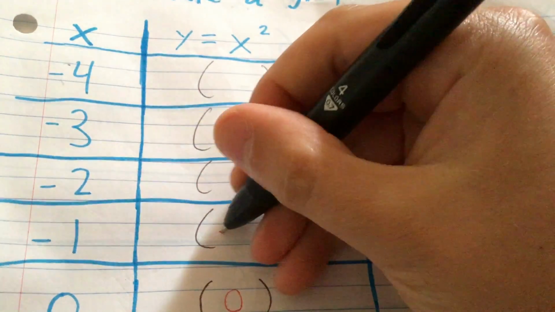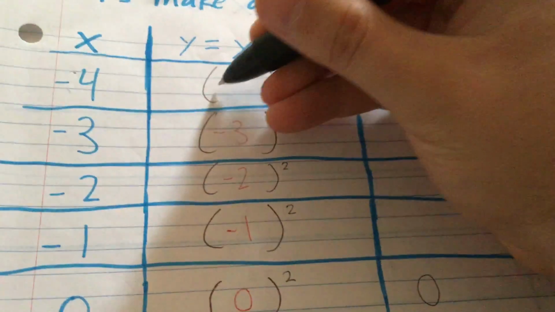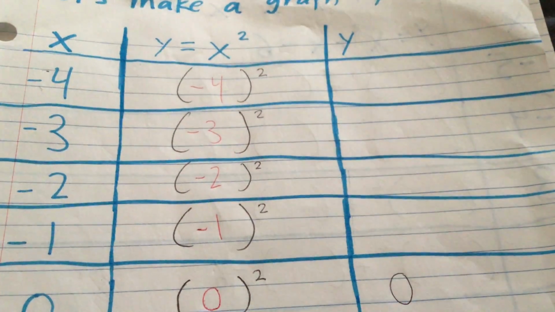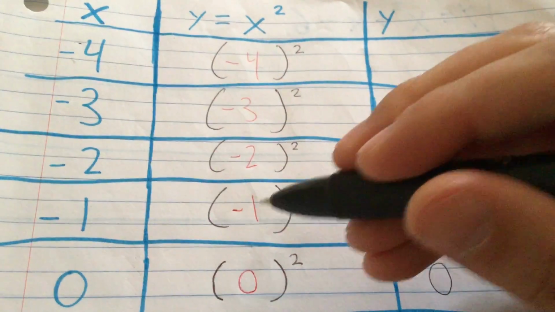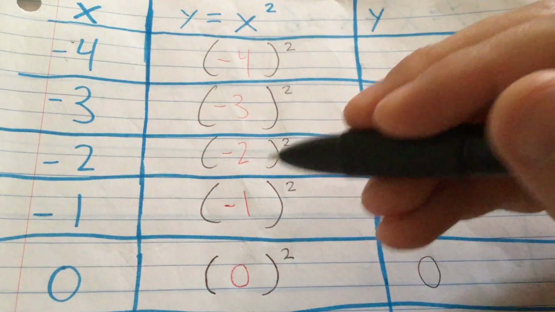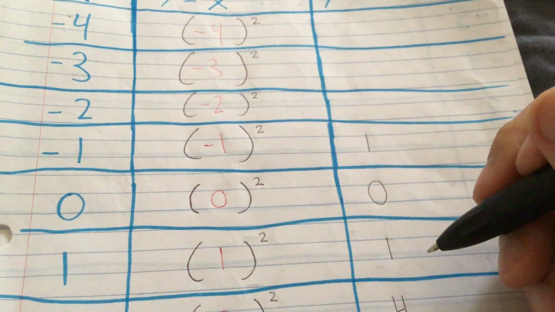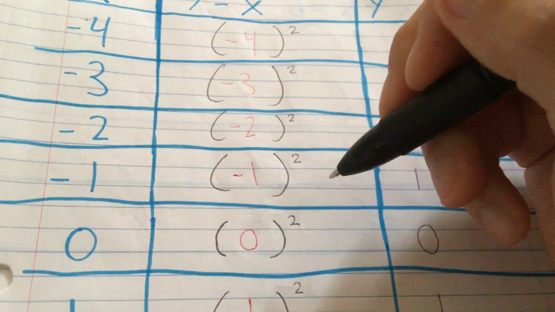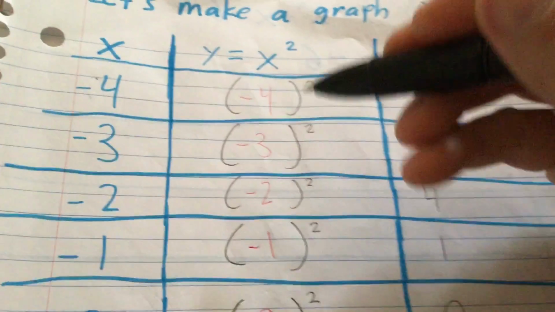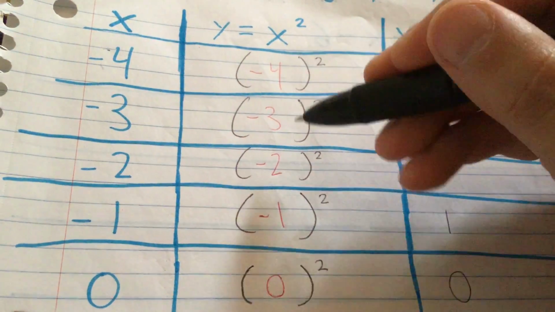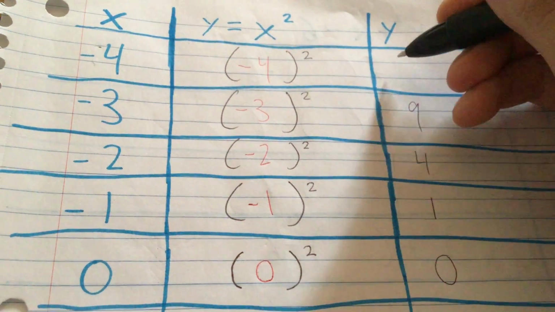I'm going to plug in -1 quantity squared, -2 quantity squared, -3 quantity squared, and -4 quantity squared. So let's figure this out. -1 quantity squared. Well, remember, the negative has a huge impact in the parentheses. So that's -1 times -1, or +1. Hey, you see something similar? Okay. -2 quantity squared, that's -2 times -2, or +4. -3 quantity squared, that's -3 times -3, which is +9. And -4 times -4, which is +16.